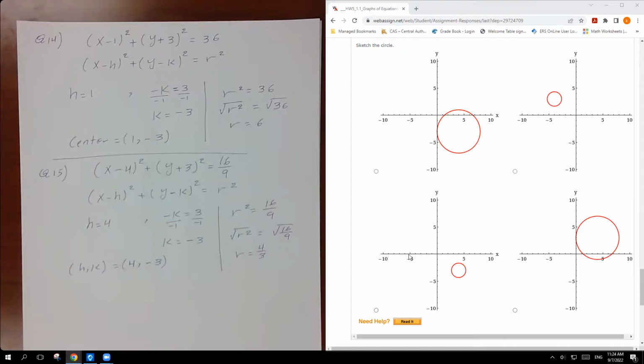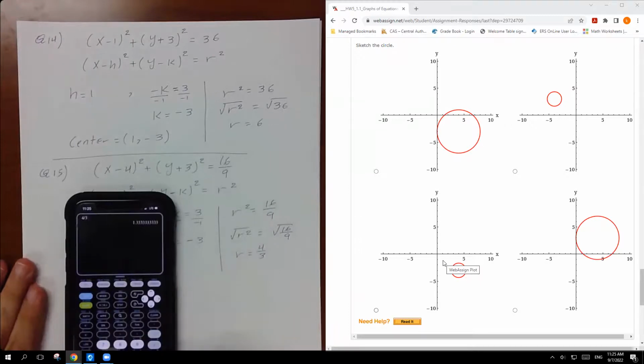Let's check this one. It's 1, 2, 3, 4, and the center is 4 and -3. 1, 2, 3. So here's the center, -3. The same thing here: 1, 2, 3, 4, and 3, which is 1, 2, 3. So maybe this one or maybe this one. So we have to focus on the radius. The radius is 4/3.